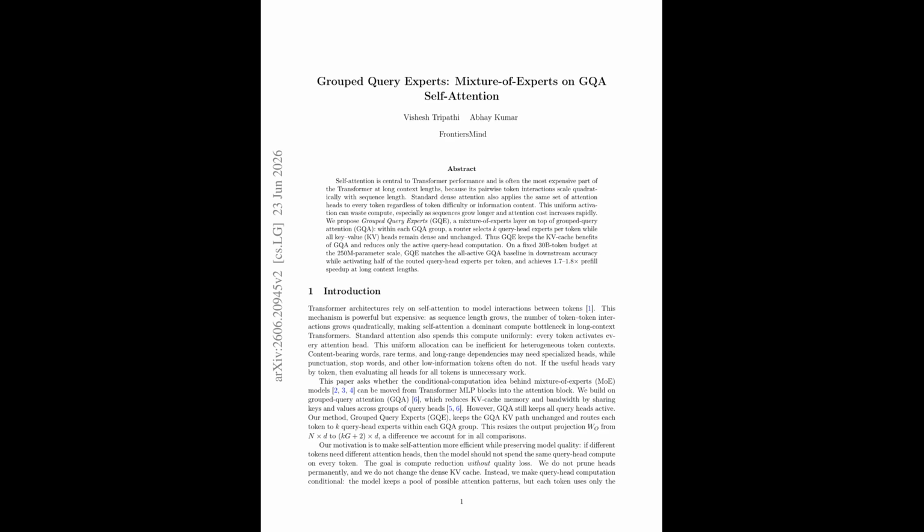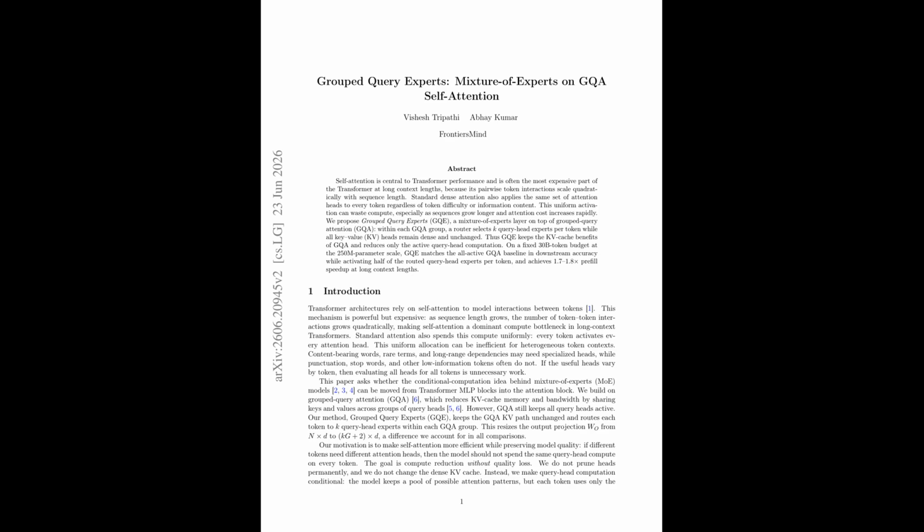Hard concatenation alone gets 55.43, still short. But the full GQE recipe with the renormalized weighted sum slot and the shared head reaches 56.04, actually slightly exceeding the dense baseline while activating only half of the routed query experts per token.